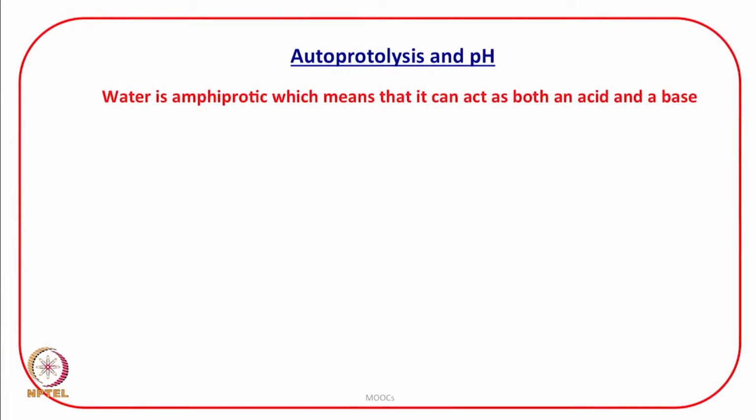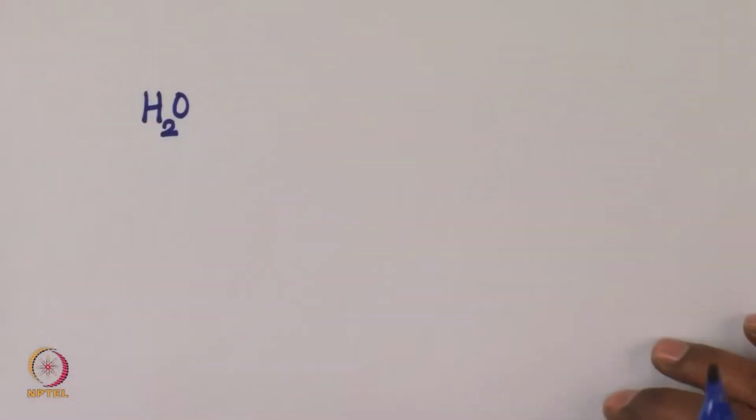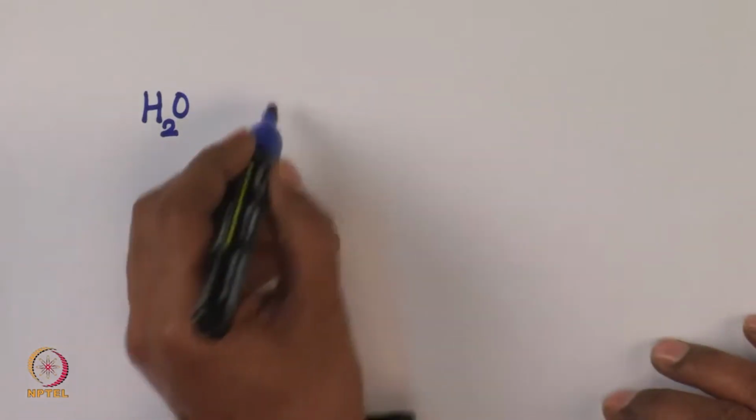Let us take a look at the slide. Water is an amphiprotic solvent or amphiprotic molecule, which means that it can act as both an acid and a base. Let us take a look at water. It can accept a proton, it can also donate a proton, therefore, it is amphiprotic.